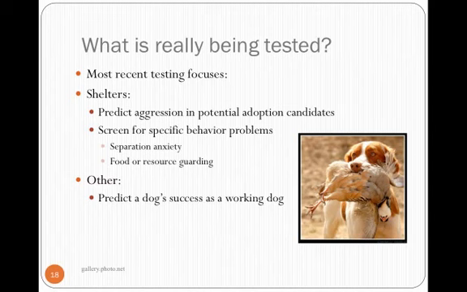They're also starting to screen for specific behavior problems, so things like separation anxiety, food or resource guarding, the types of things that your more adoptable animals may be developing or becoming apparent after adoption. Other things that they're still being used for is looking at animal success as a working dog or a service dog.